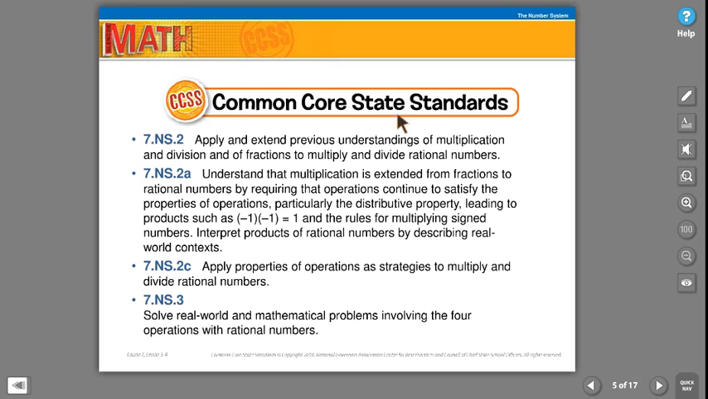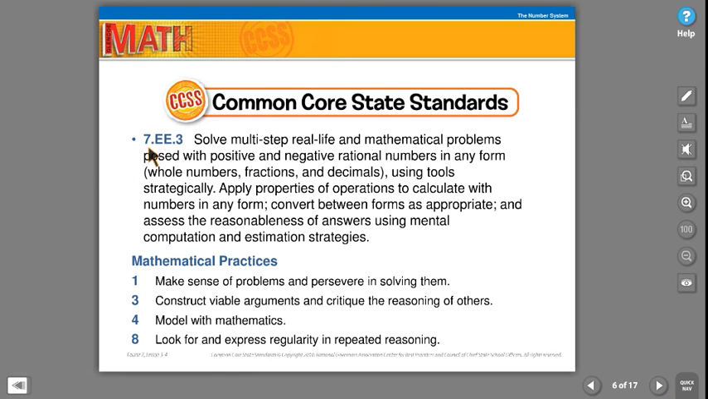Here are your Common Core state standards: 7.NS.2, 7.NS.2a, 7.NS.2c, and 7.NS.3. Also 7.EE.3, and your mathematical practices are 1, 3, 4, and 8.